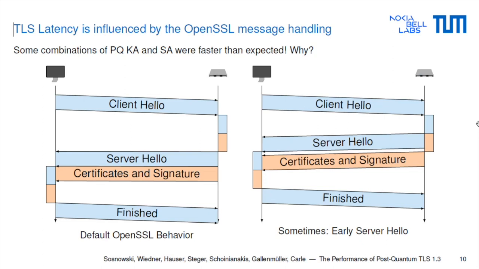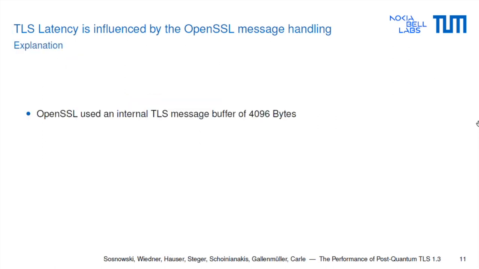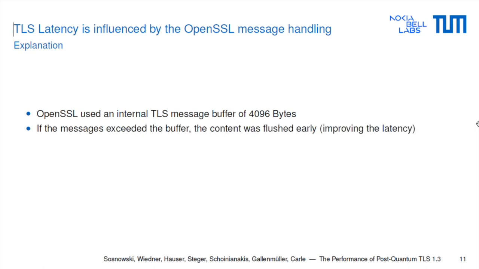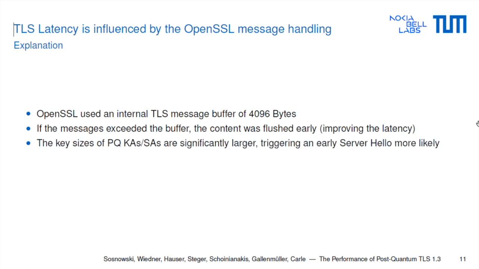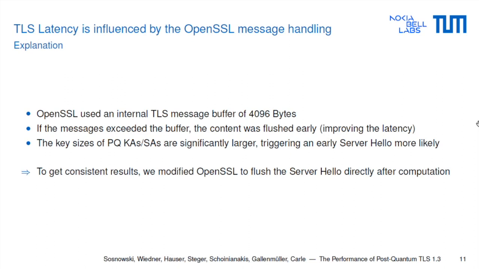So we looked into why this happened, and it was actually due to an internal buffer of 4,096 bytes in the OpenSSL library that the developers used. Whenever the TLS messages would exceed this buffer, the content was flushed, and the content included the server hello, which then improved the latency. Now, the thing is, these post-quantum algorithms have quite large key sizes, so this early server hello happened quite often. As said before, this created a bias in our measurements. So to get consistent results, we modified the OpenSSL library to flush the server hello directly after computation, which improved the latency of all combinations.